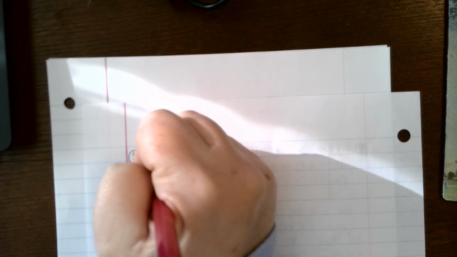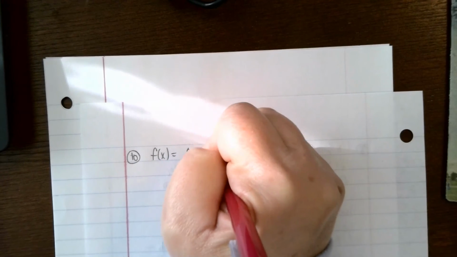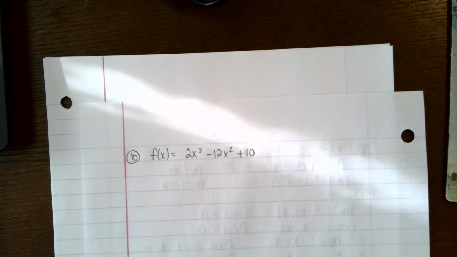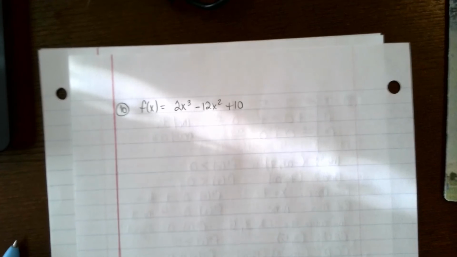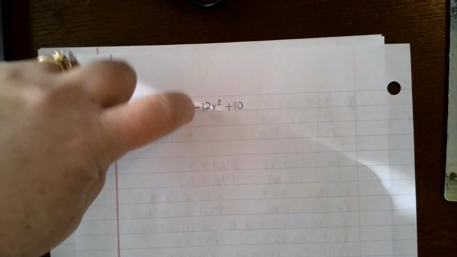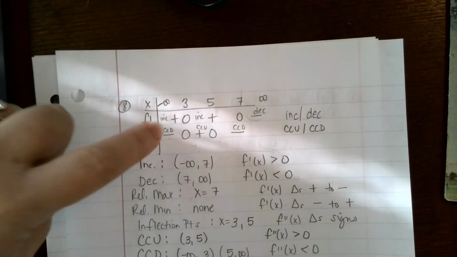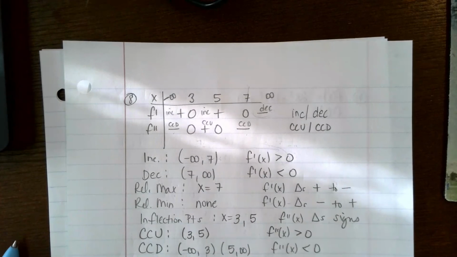We are given an equation this time. F of x is equal to 2x cubed minus 12x squared plus 10. And we want to find all of those pieces: increasing, decreasing, concave up, concave down, all of that stuff. So essentially what I need to do here is make a table like number 8. Once I have my table like number 8, I can answer all of my questions.